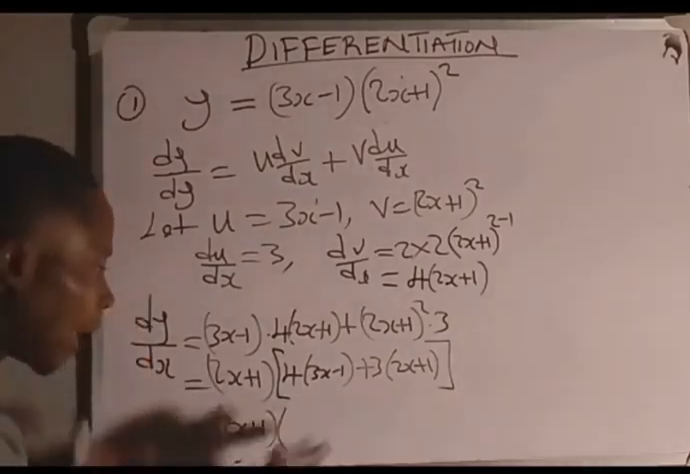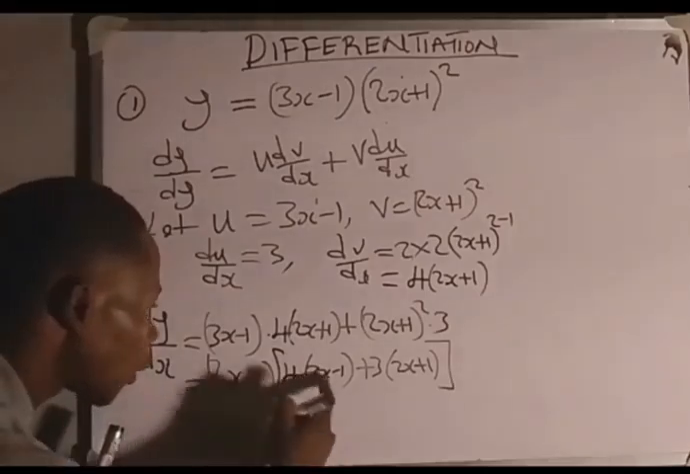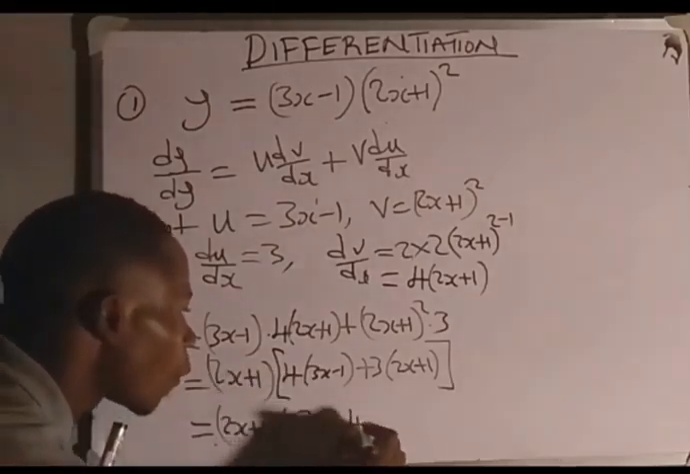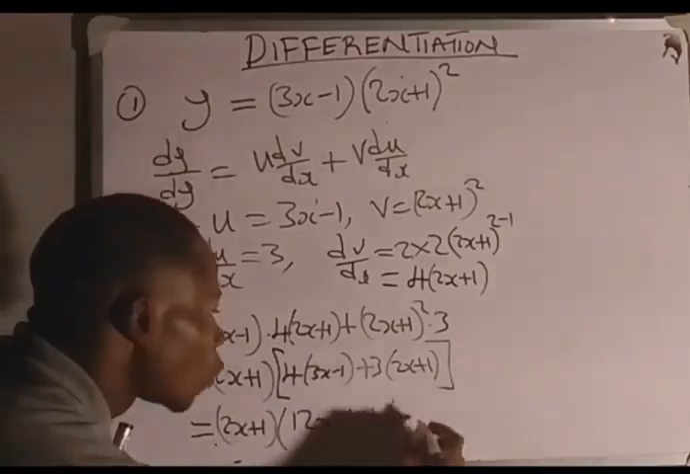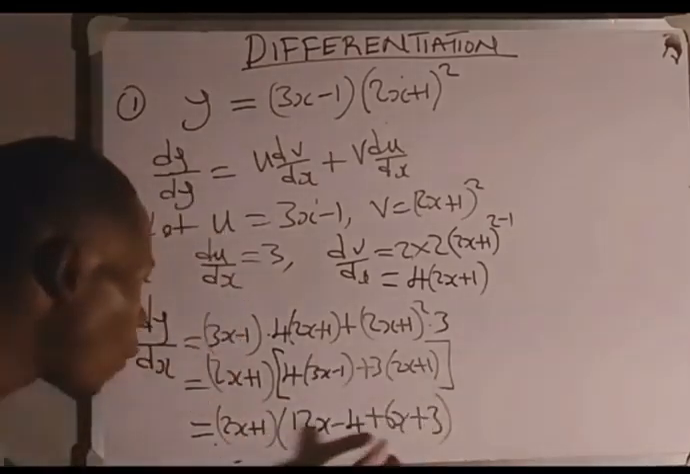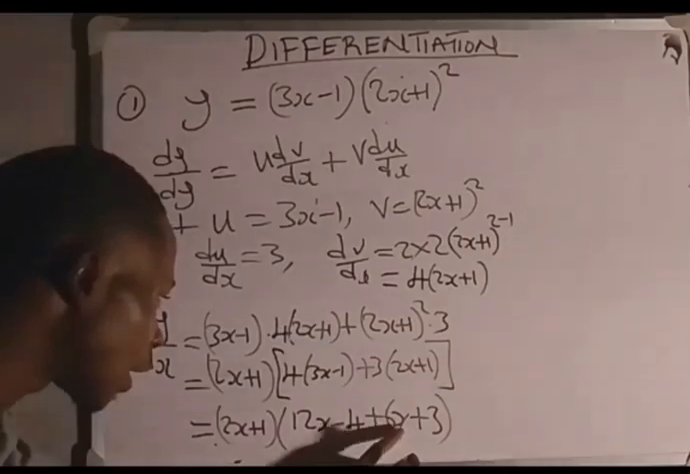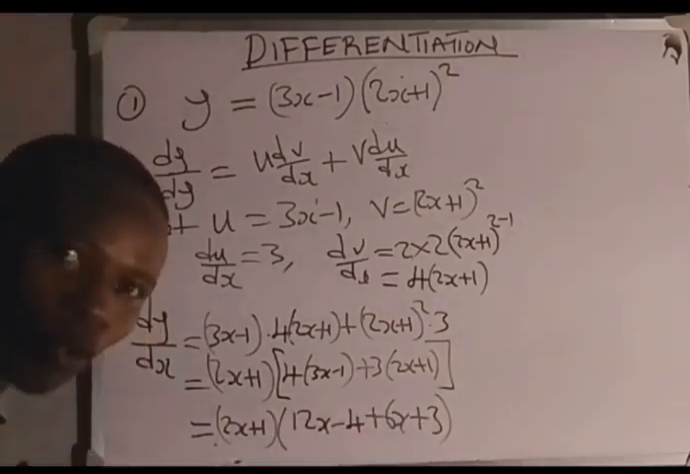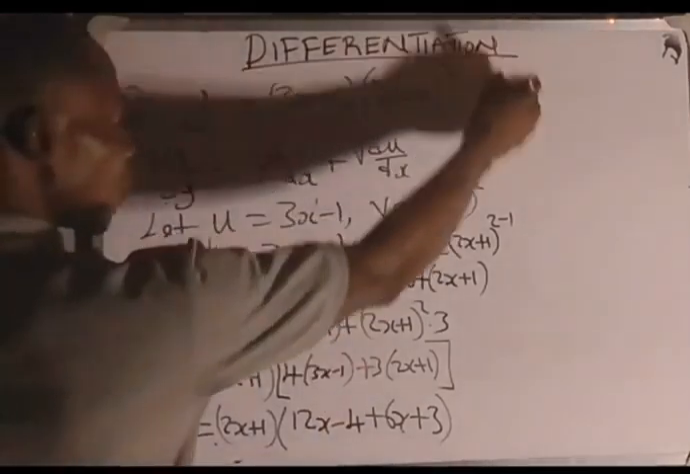In that bracket, we multiply what is inside, so that 4 times this will give us 12x, 4 times 1 will give us minus 4, this time this will give us plus 6x, and this time this will give us plus 3, close the bracket. So let's simplify what is inside. This 12x plus 6x, that's 18x, minus 4 plus 3 will give us minus 1. So definitely, let me bring this one up here.